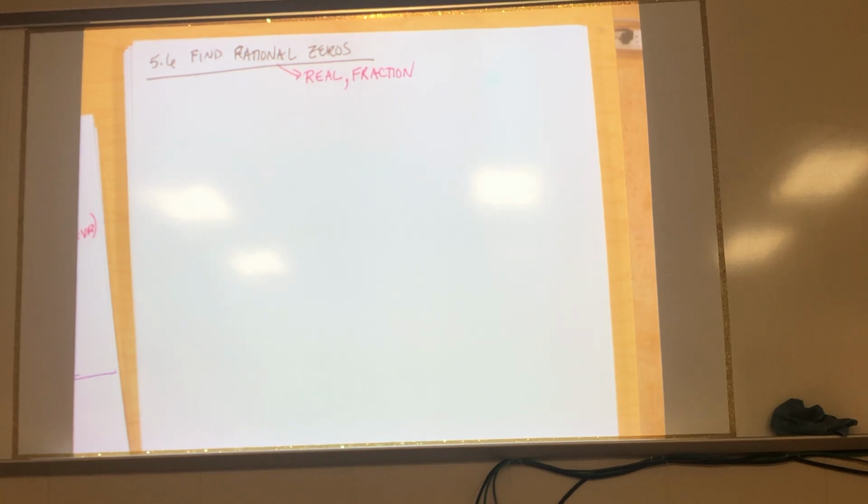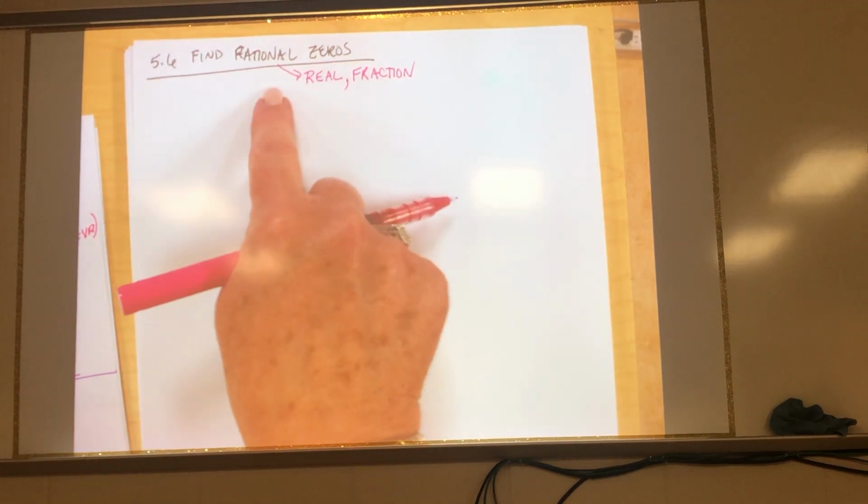So what if I took the square root of 7? Is that rational or irrational? That's irrational, because 7's not a perfect square. What if I took the square root of 25? Is that rational or irrational? Rational. It's 5, right? Do you see what I'm saying? If you can't tell me what it is without using a decimal, then that's an irrational number when you do a square root. Okay? So what we're doing is we're talking about rational zeros.